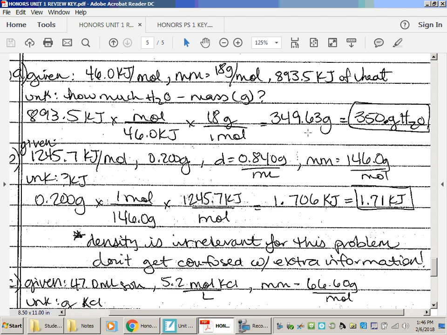All right, B had density in it, which was a conversion factor. That was a distractor. You actually did not need it. Some of you already saw that and you're like, oh, it's just a distractor, I don't need it. So as you're processing from 0.2 grams, you make it to 1.71 kilojoules, which is 3 sig figs, which we talked about, these two conditions gave us the 3 sig fig final answer.